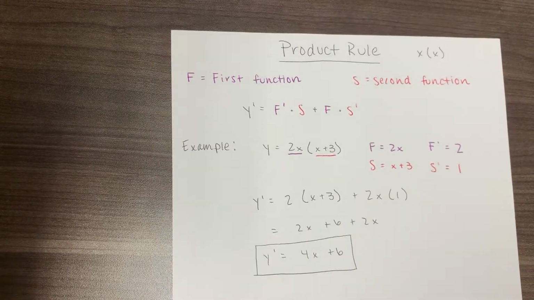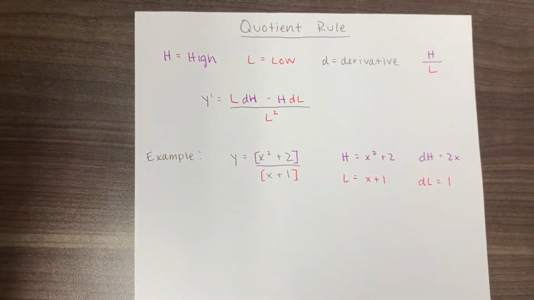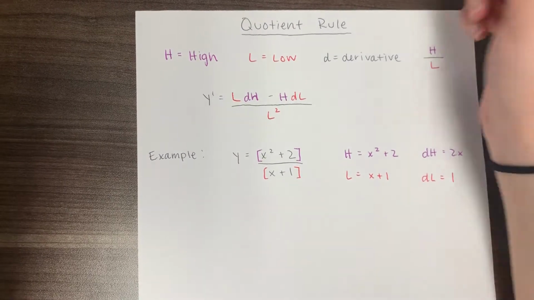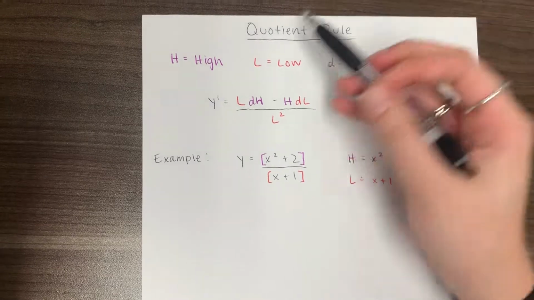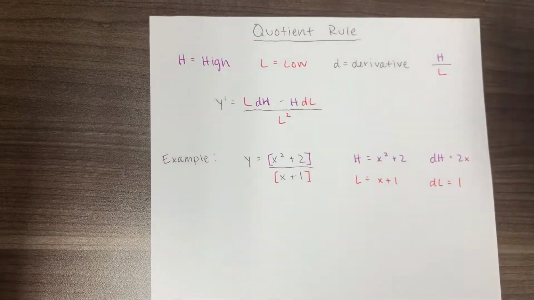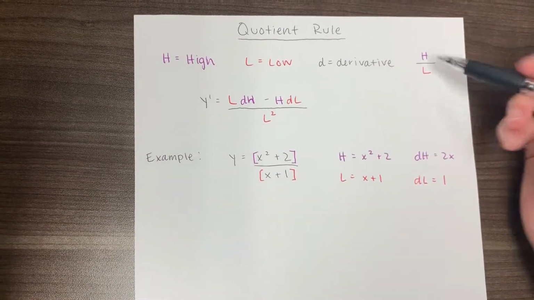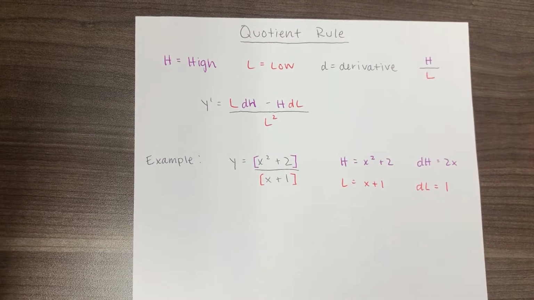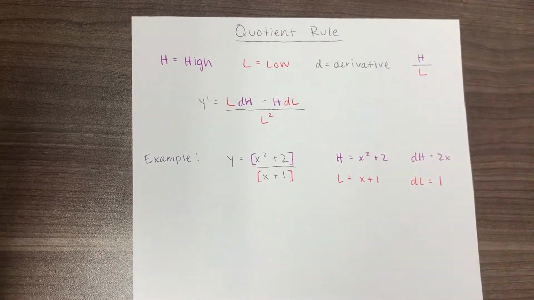And so now we're going to move into the quotient rule, which is a very similar rule. But you're really going to use this especially when you see a lot of equations in fraction form. So here's just an example. So again, we're going to be using the high is just the equation on top, and low is going to mean the equation on bottom, and d is just going to stand for derivative. So you're going to use this really anytime that you see an equation in fraction form.